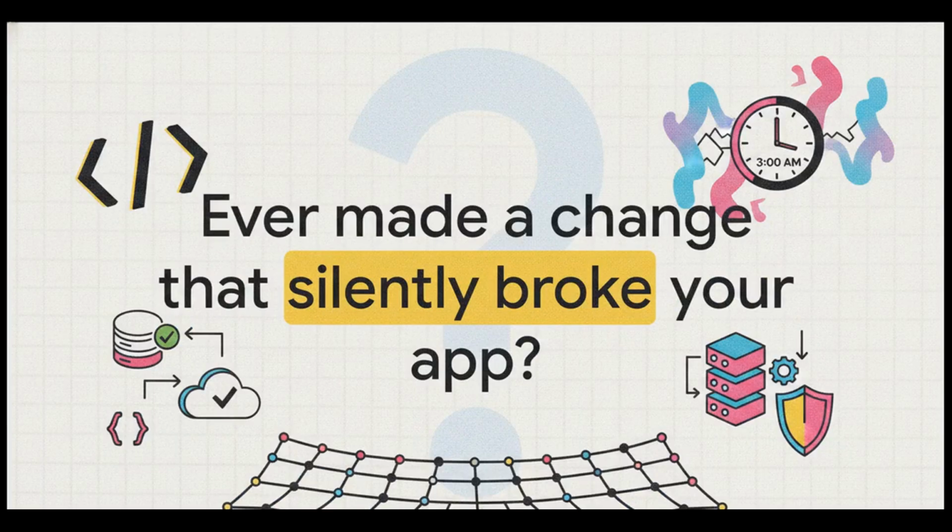Now be honest for a second. Have you ever made a tiny, seemingly innocent tweak to your code, only to find out, usually hours later, that it silently broke an entirely different part of your app? Yeah, we've all been there. And there's really nothing worse than that sudden wave of dread, right? Especially when it leads to a 3 a.m. production crash. But hey, here's the good news.